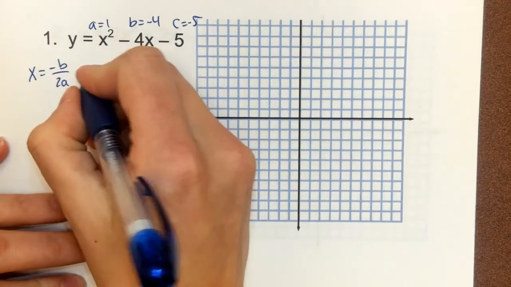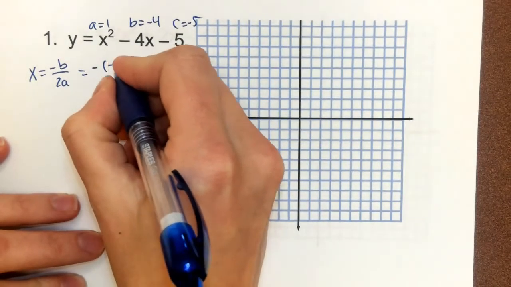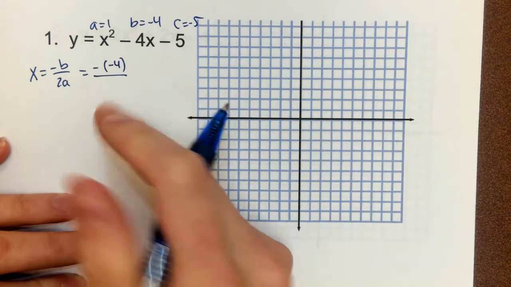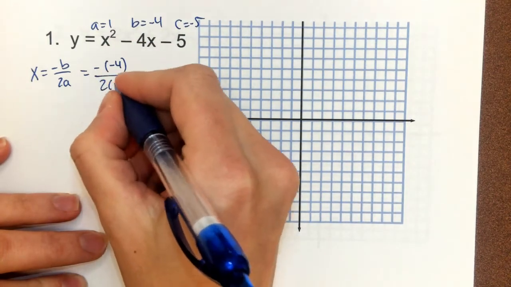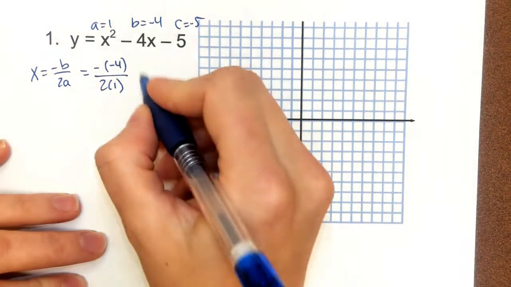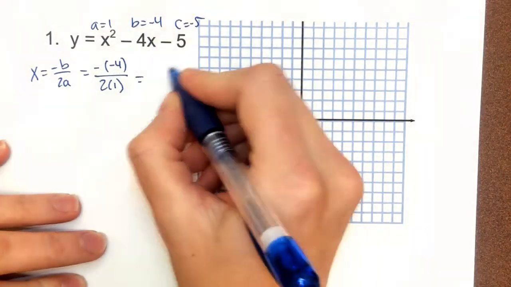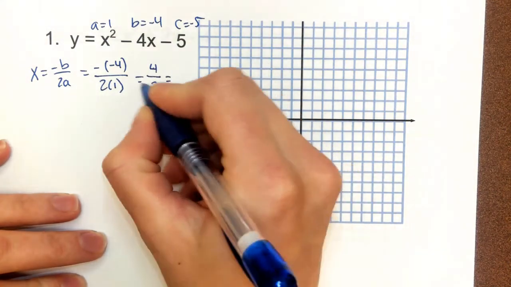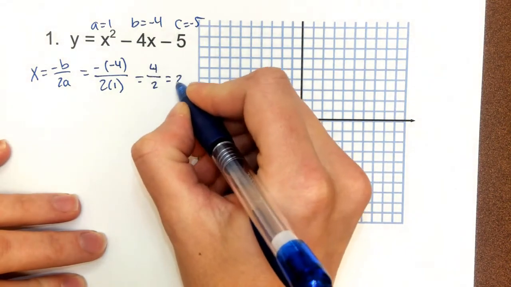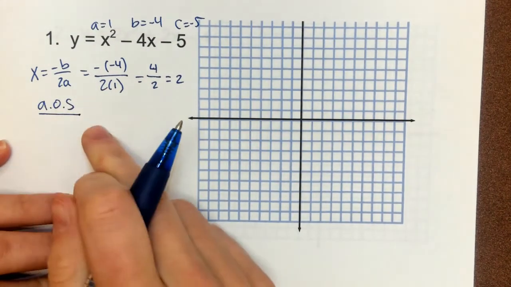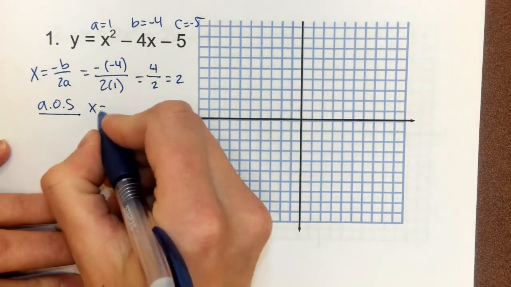So now when we find our axis of symmetry, negative from the formula, b is negative 4, and 2 times a, which is 1. And then we'll clean this up. So a negative 4 turns to positive over 2 times 1 is 2. 4 divided by 2 is 2. So I'm going to abbreviate this. Axis of symmetry is x equals 2.